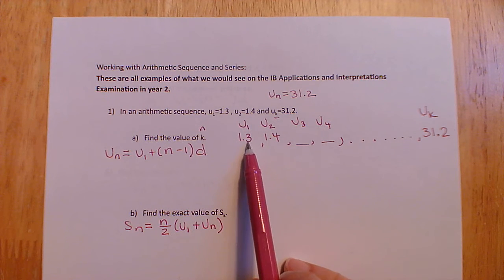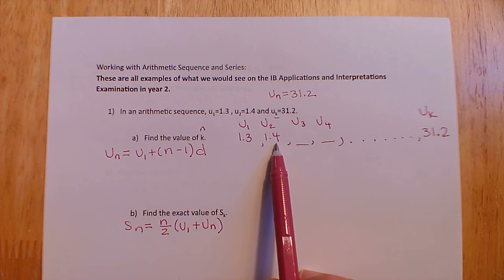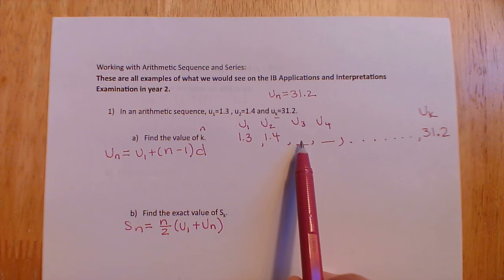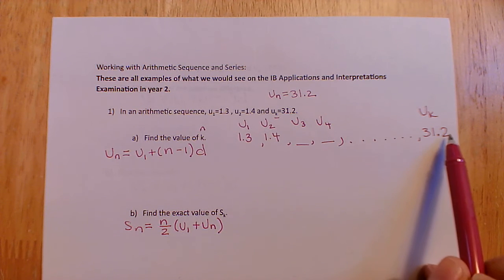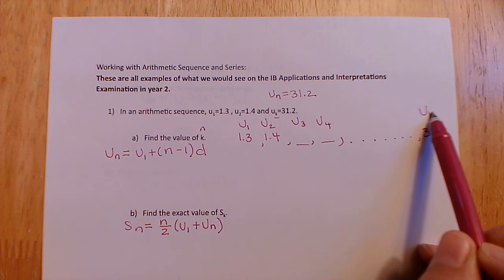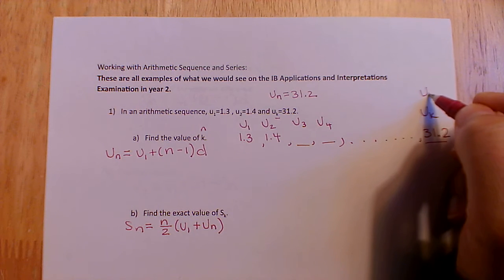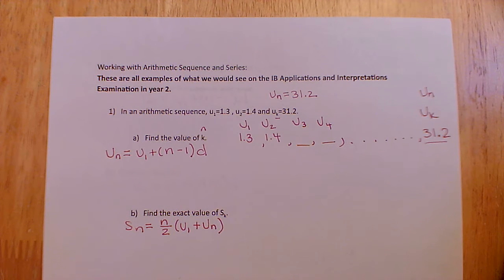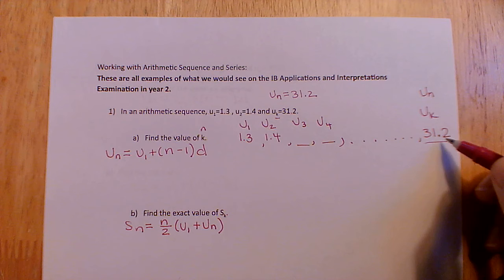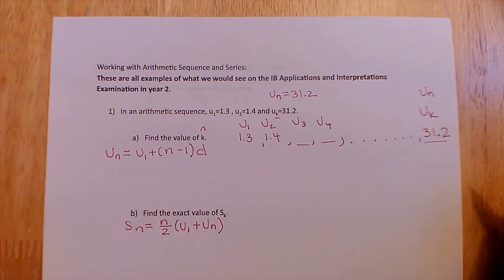All right, so we have u sub 1 is 1.3, u sub 2 is 1.4. We don't have 3, 4, and we have to get all the way to this mystery spot. So what spot does the 31.2 hold? So instead of u sub k, we're used to saying u sub n. They mean the same exact thing. So what spot is 31.2?